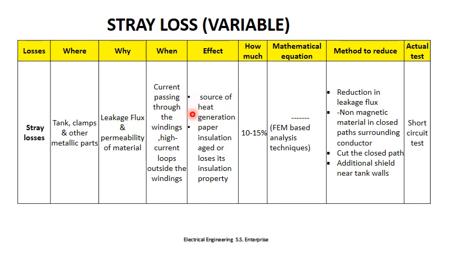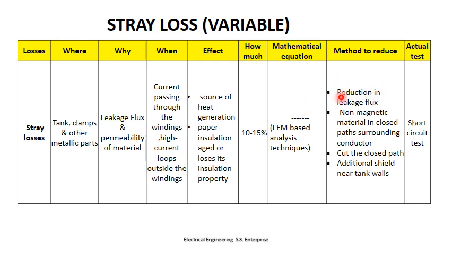Effect: a source of heat generation, and paper insulation loses its insulation property. Their contribution is 10 to 15% of losses. It is very complex to find the stray losses. FEM based analytic techniques are used to reduce the stray losses.